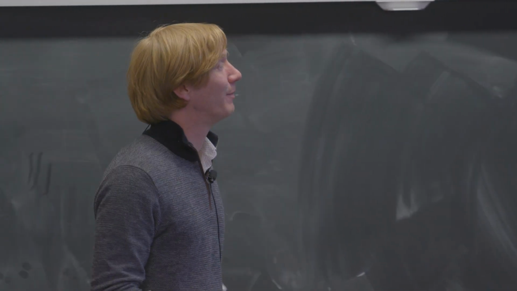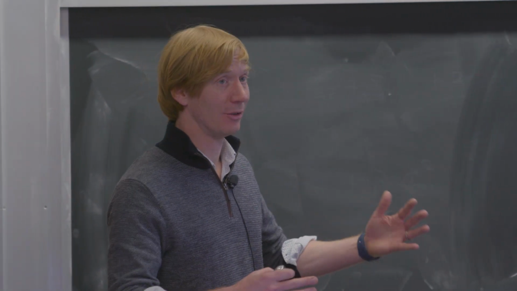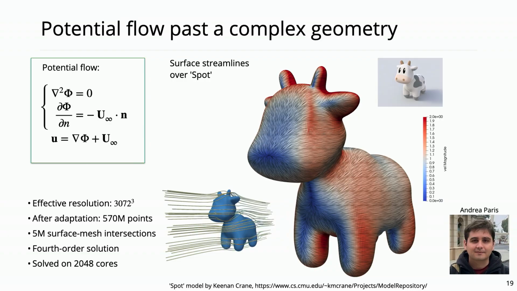If we wouldn't adapt, this would be a 3,000-cube computational domain. With the adaptation, we are left with about half a billion points, 5 million surface intersections, fully fourth order, and solved on 2,000 compute cores of a supercomputer. So we can tackle some large-scale problems with very complex geometries to high order without ever having to worry about creating a body-fitted grid.